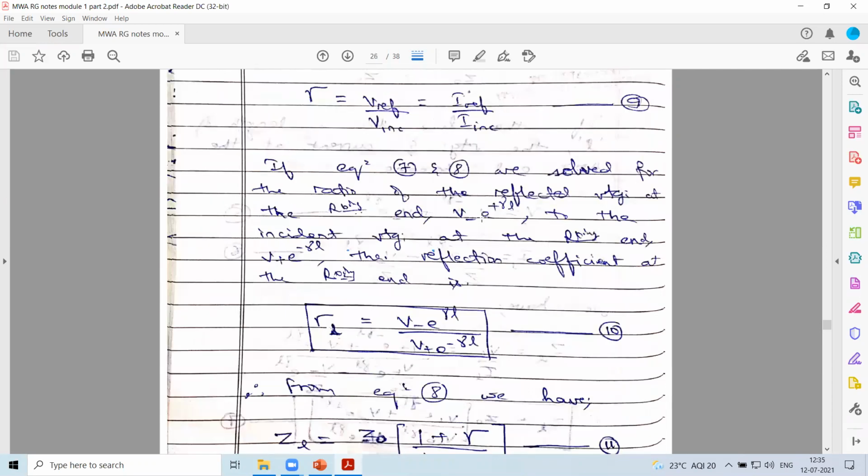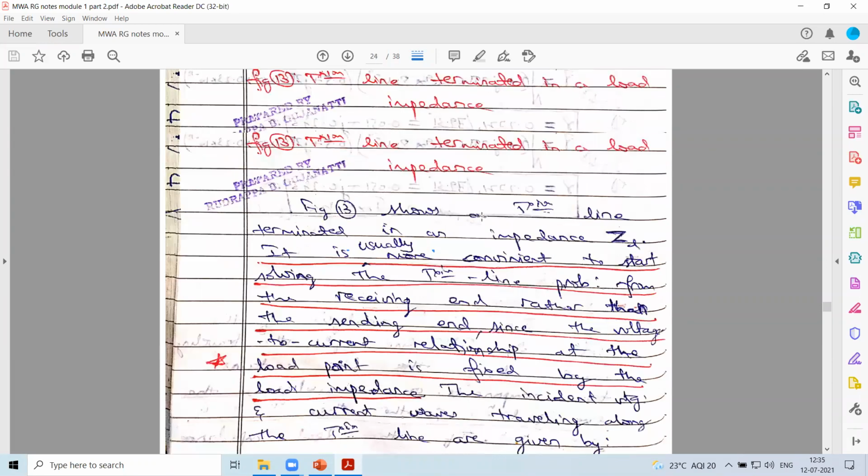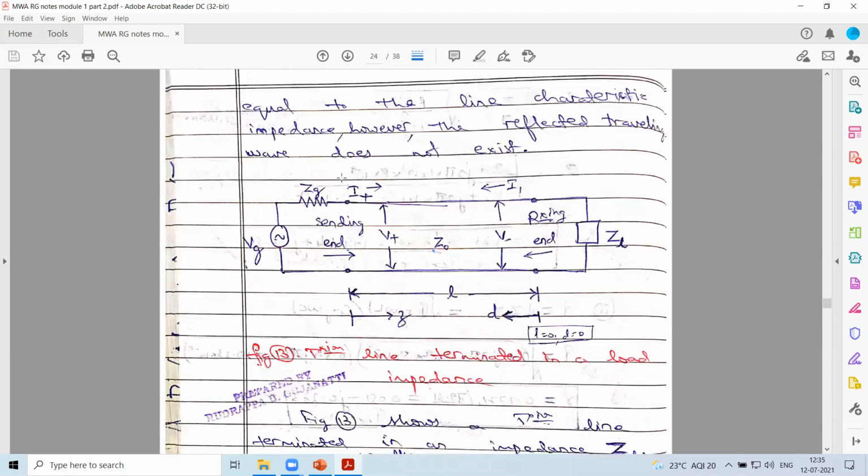Here we had seen a circuit which is represented. Here we have the incident components: this is the incident current, this is the incident voltage, and the reflected current. This is the generator end, wherein you are introducing the microwave. VG is the voltage at the generator side, and ZG is the impedance at the generator side. ZL is the load end. This is called the generator end, and this is called the load end.